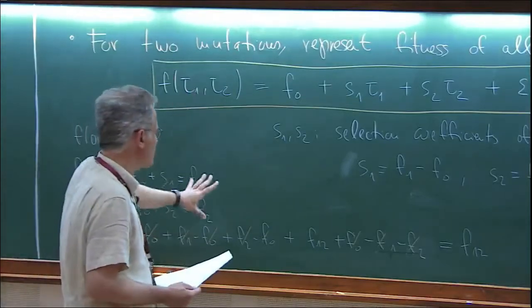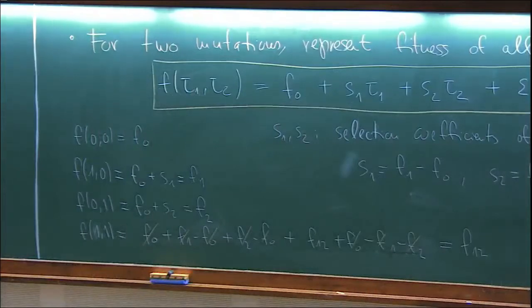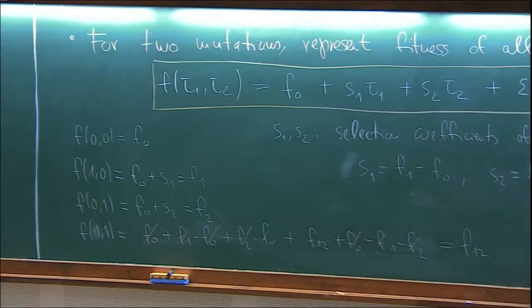Okay, and so this is now in a form where I can easily generalize it. So it's pretty clear that if I now have, instead of two mutations, three mutations, I will have more combinations. And so basically, I just have to write down a series containing terms of products of these taus to all orders. And this then gives me a representation of my fitness landscape.